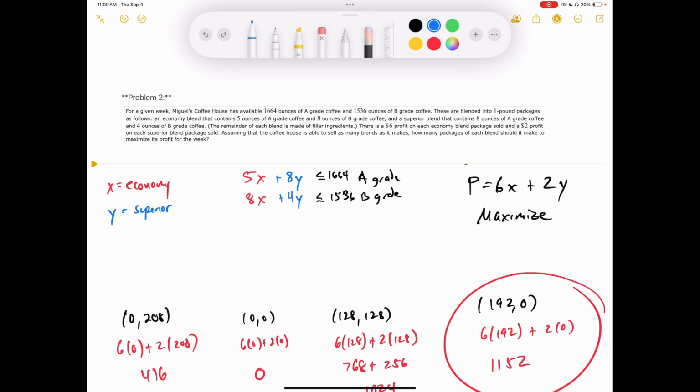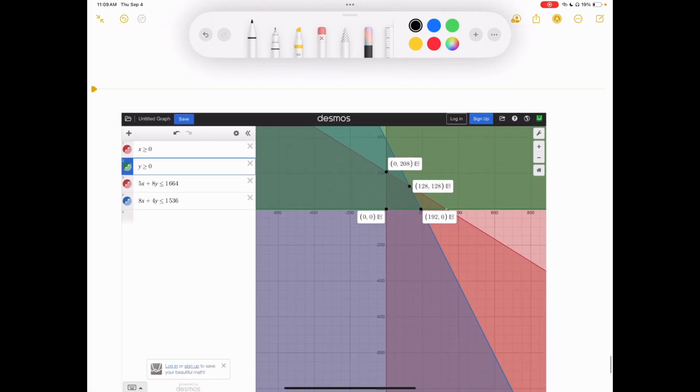What's next? There is a $6 profit of each economy blend, so that's 6X plus $2 profit of superior. So assume they sell as many blends as it makes. How many packages of each should it make to maximize profit? So we're trying to maximize that equation. And again, they don't give this to you, but we know X has to be greater than or equal to 0 and Y has to be greater than or equal to 0 because you cannot make a negative amount of coffee. So we go plug this into Desmos.